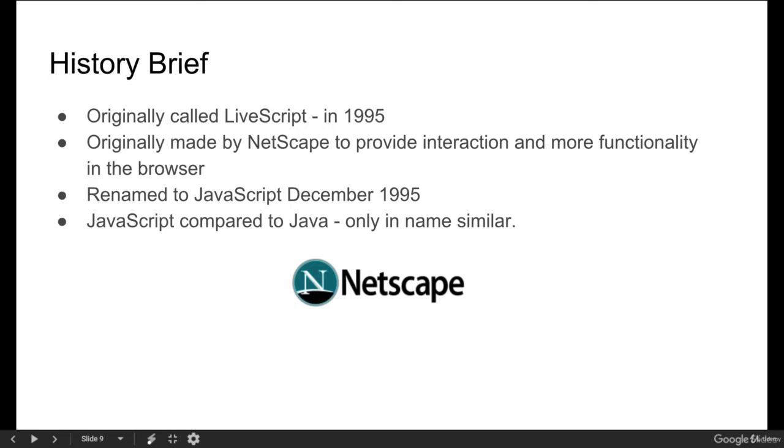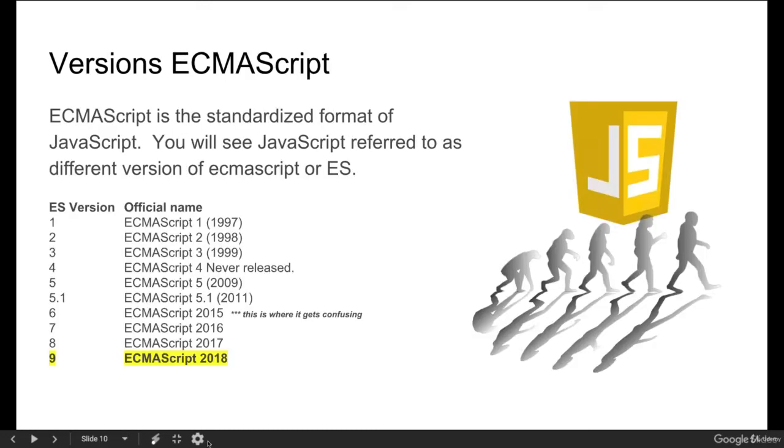And this was initiated by Netscape, originally called LiveScript, and then they renamed it to JavaScript in 1995. So JavaScript is only similar in name when compared to Java. And ECMAScript came along, so you might be familiar with ECMAScript as well when it comes to JavaScript. And this is in reference to the standardized format of JavaScript. So currently there have been 9 different ES versions.